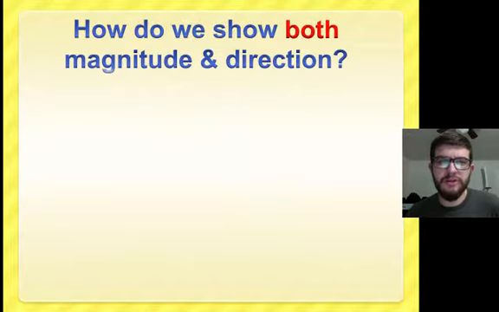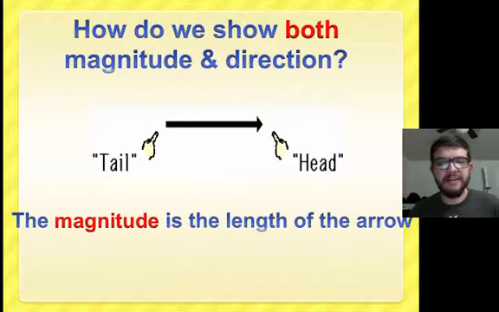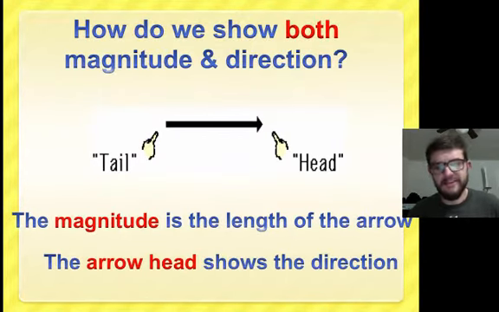So how do we show both magnitude and direction with just one symbol? Well, the answer is an arrow. So an arrow is going to have a tail and a head, and so the length is going to give us magnitude, that number, however long it is, and then the arrowhead is going to show us where it's pointed, and that's going to give us our direction.